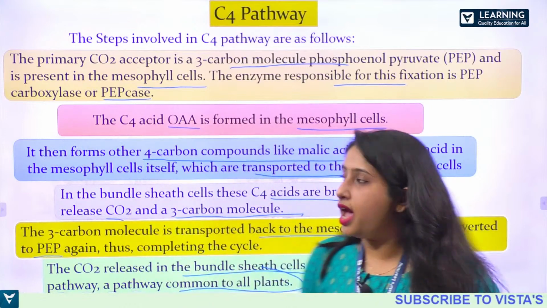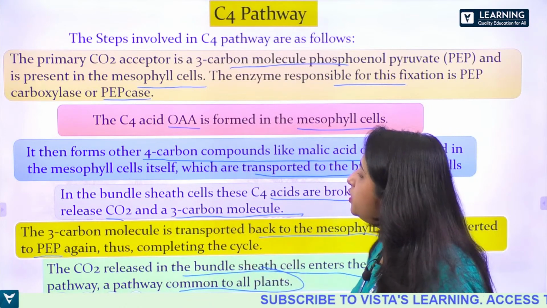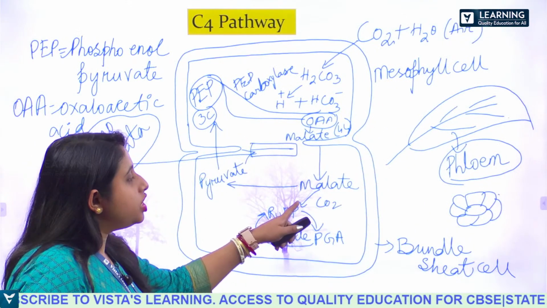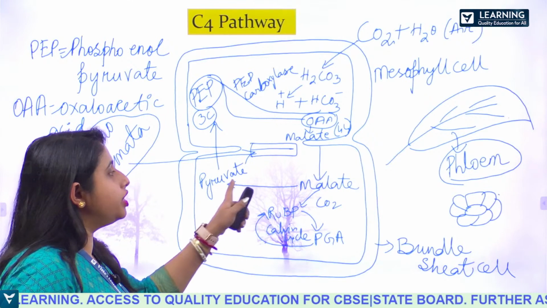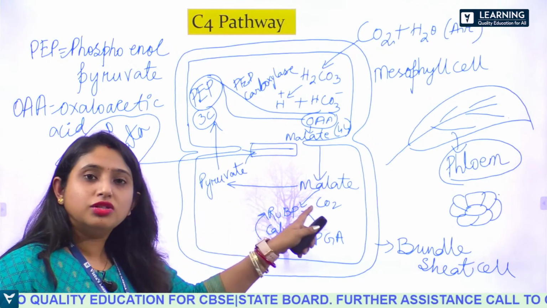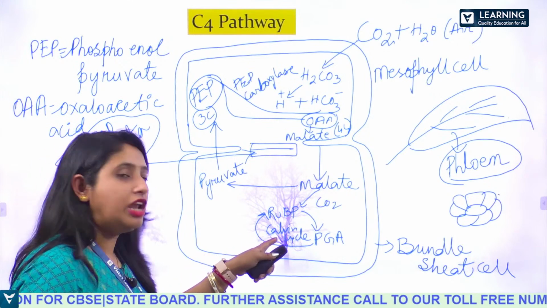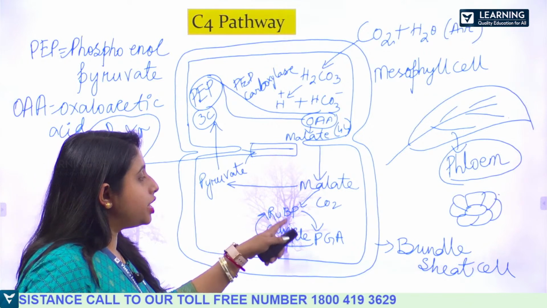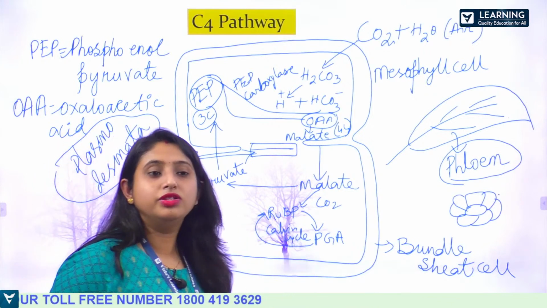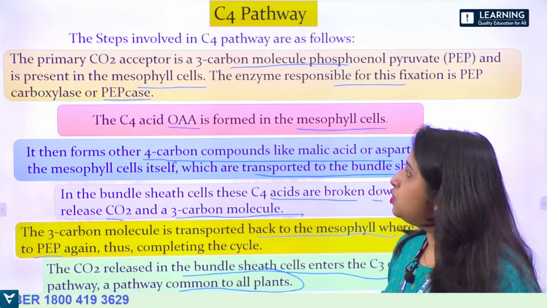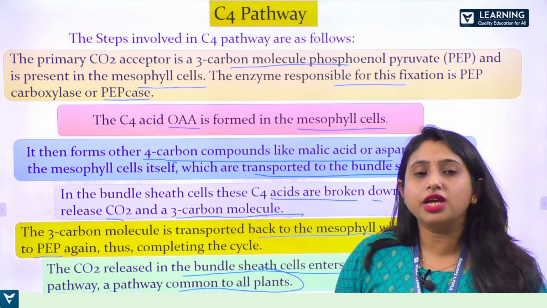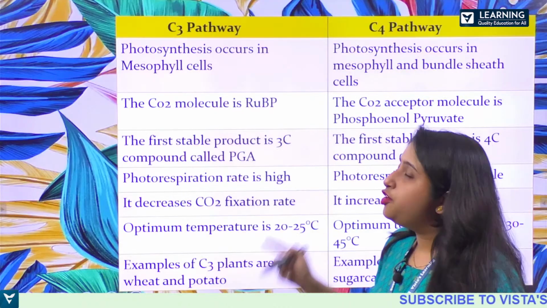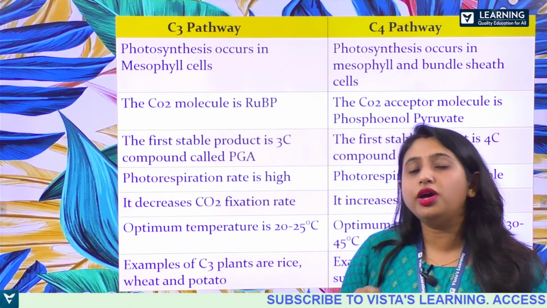So what happens further? When the malate enters the bundle sheath cell, it gets broken down and it releases CO2 and the 3-carbon molecule, that is pyruvate. The CO2 is again being used in the Calvin cycle. RuBP is the CO2 acceptor, where it is accepting the CO2 and the Calvin cycle is also continued. So this is the pathway which is taking place in the C4 pathway. Next, you can write down the difference between the C3 pathway and the C4 pathway.